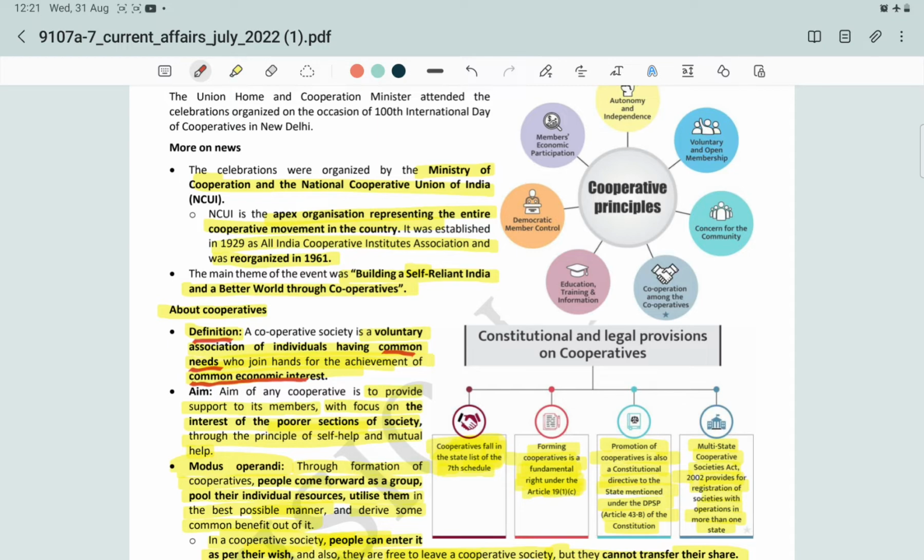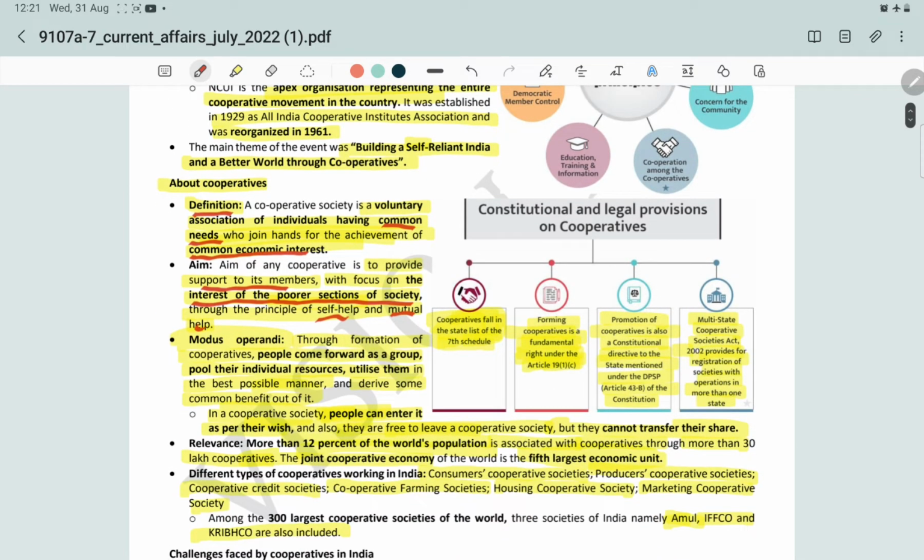What is the aim or objective of the cooperative? It is to provide support to its members with focus on the interest of the poorer sections of society through the principle of self-help and mutual help. And what is the modus operandi of the cooperatives?